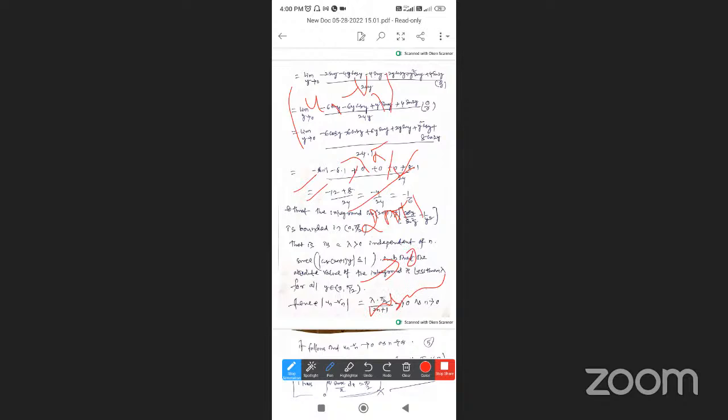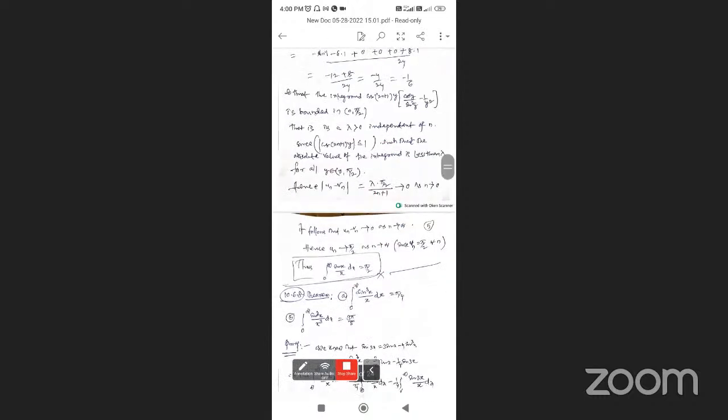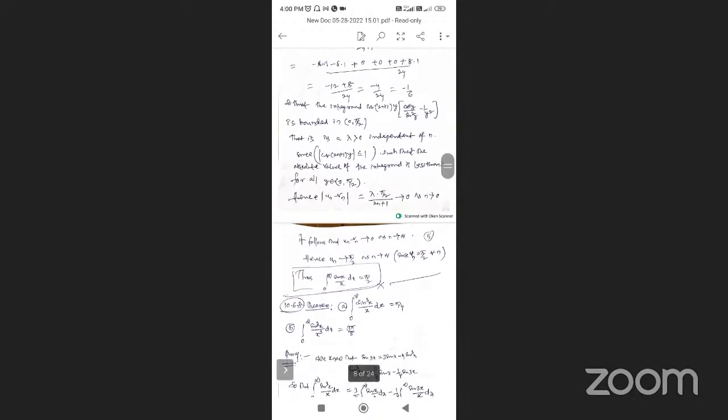Denominator has n, n tends to infinity. Numerator by infinity is always 0. So it follows that un minus vn tends to 0 as n tends to infinity. Therefore un converges to pi by 2 as n tends to infinity.